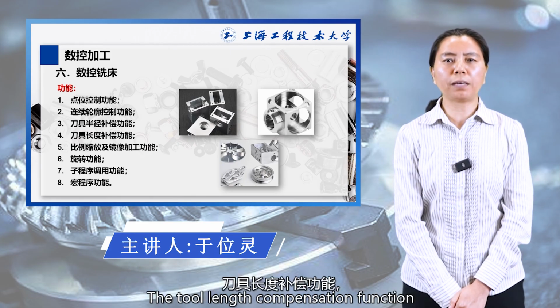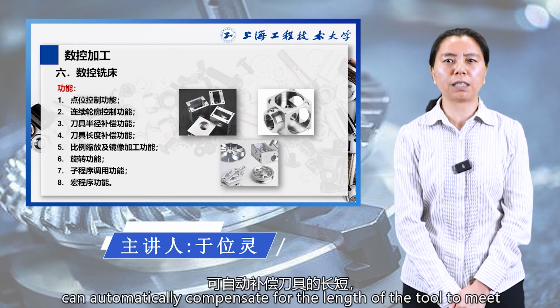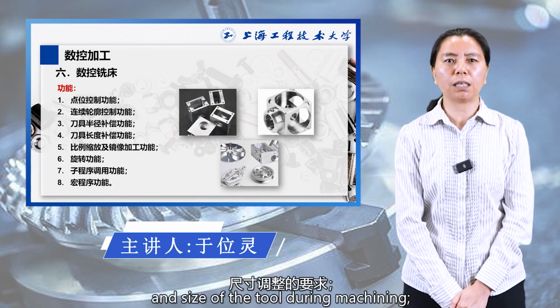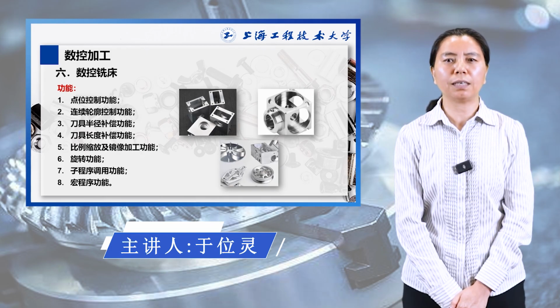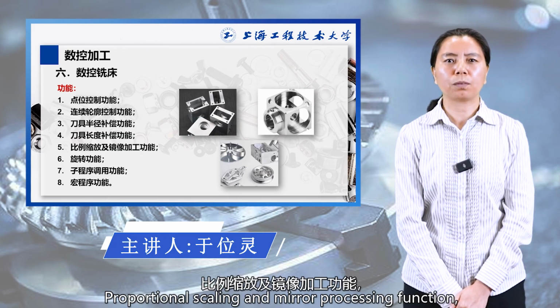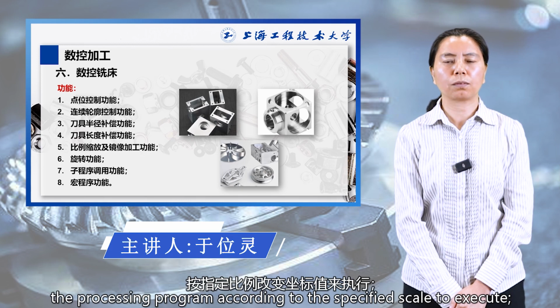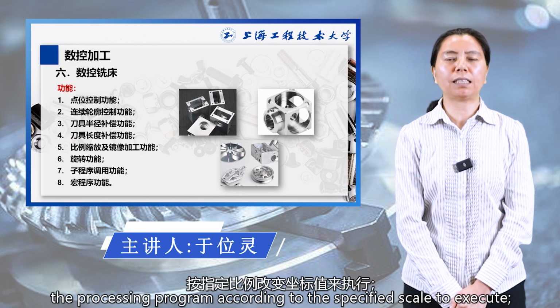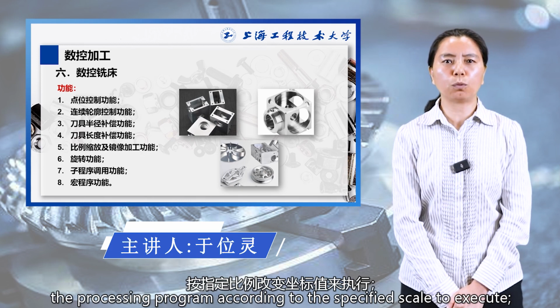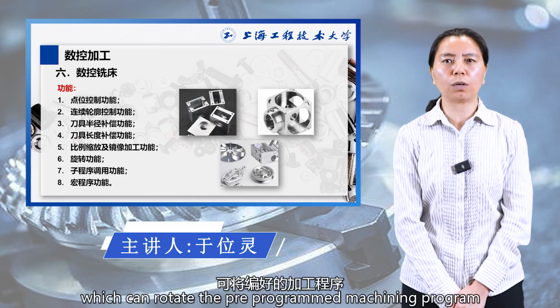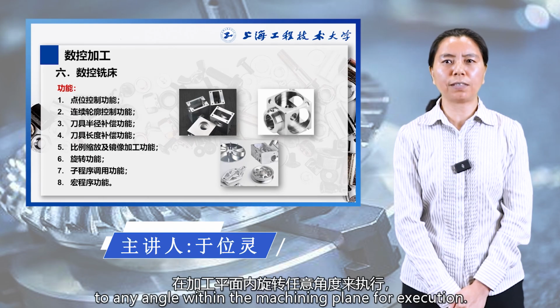The tool length compensation function can automatically compensate for the length of the tool to meet the requirements for adjusting the length and size of the tool during machining. Proportional mirror processing, which can change the coordinate values of the pre-programmed processing program according to the specified scale to execute. Rotation function, which can rotate the pre-programmed machining program to any angle within the machining plane for execution.